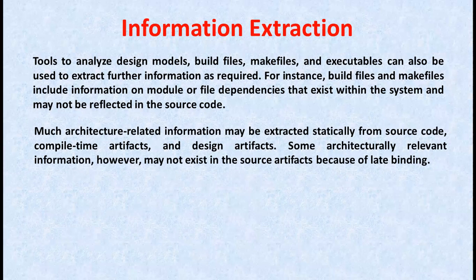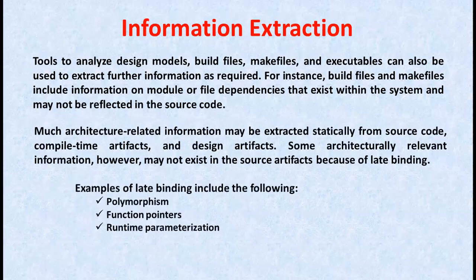So here some architecturally relevant information however may not exist in the source artifacts because of late binding. Now, the examples of late binding include polymorphism, function pointers, and runtime parameters. So, the precise topology of the system may not be determined until runtime. For example, multi-process and multi-processor systems using middleware such as J2EE or CORBA or .NET frequently establish their topology dynamically depending on the availability of system resources.